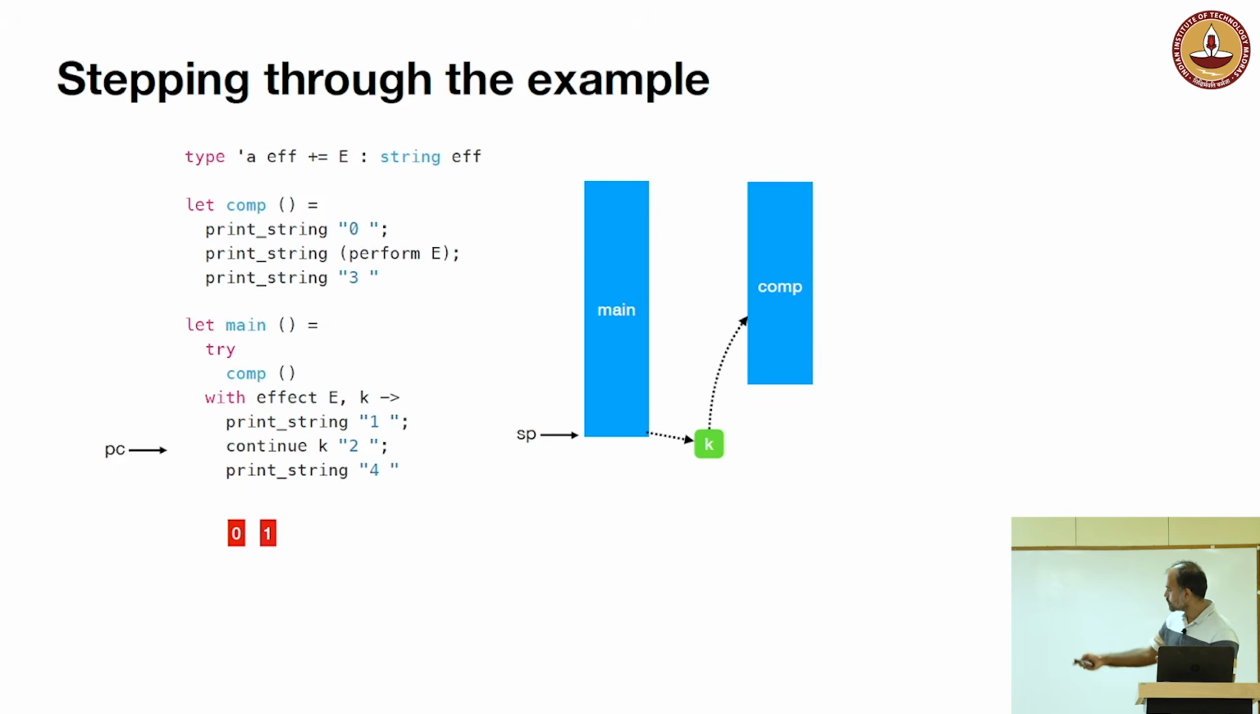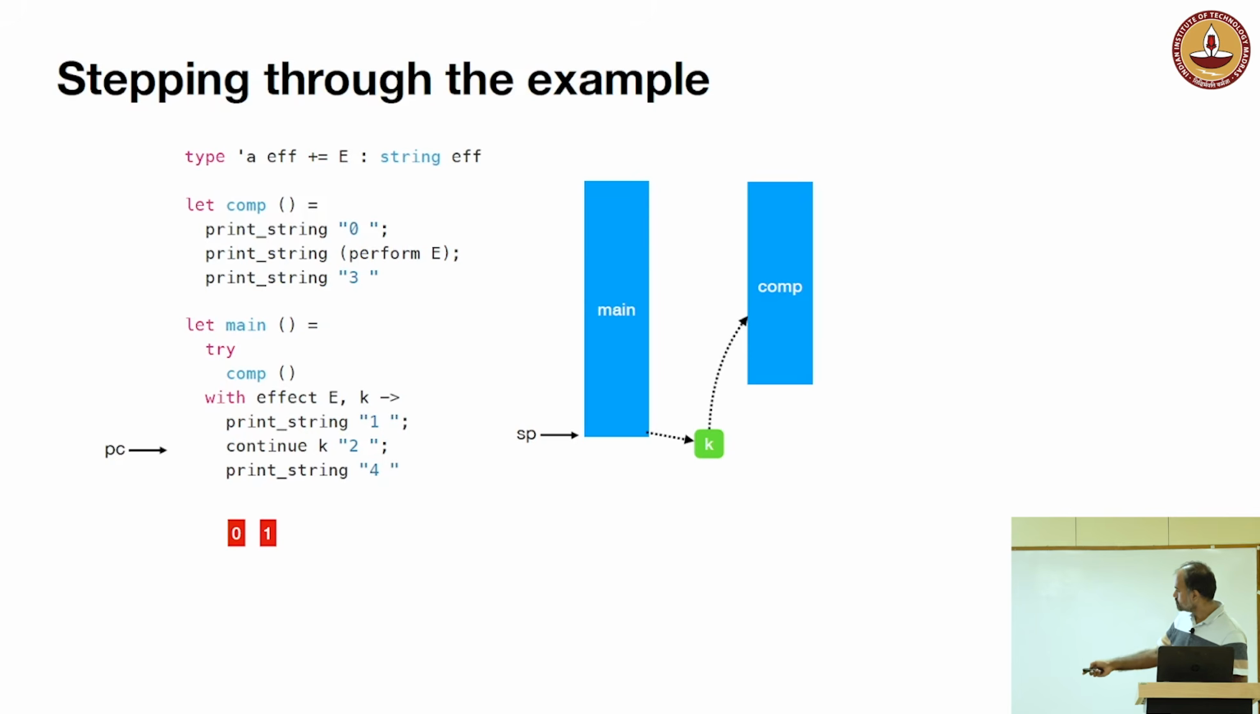So now I print 1. I want to continue. So what does continue do? Continue resumes the suspended computation. So where do I resume from? I resume exactly from this perform, right? If you remember earlier, actually it's here. We declared E to return a string when performed. So when you resume it, you also need to pass a string.